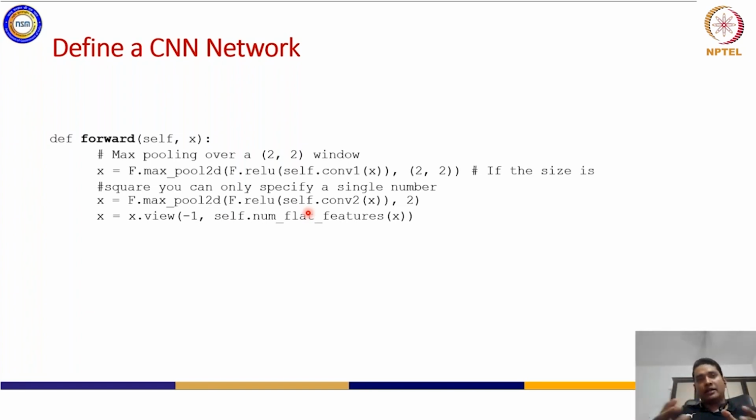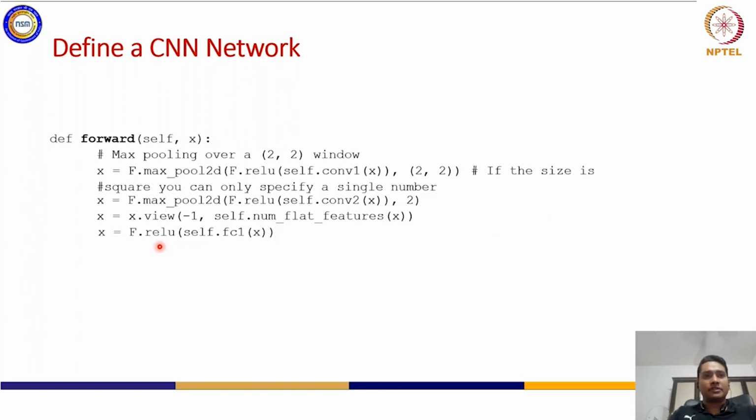Convolution is a transformation from volume to volume. A fully connected layer is feature to feature. So here we need to flatten the features that are output from your convolution layers. That is why we have defined this num_flat_features as a helper function, which will return the total size of this input tensor X, which is the output of the previous convolution layer. And we'll resize it.